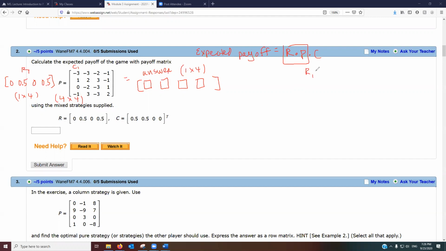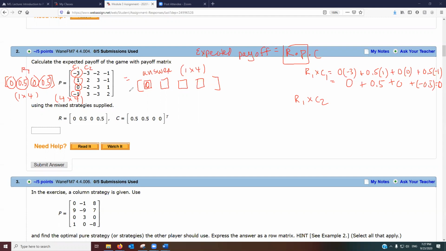All right, I'll do it over here, row 1 times column 1. All right, well, I'm going to start off with 0 times -3 plus 0.5 times 1 plus 0 times 0 plus 0.5 times -1. All right, if I work this out, this is 0 plus 0.5 plus 0 plus -0.5. Well, that's a 0. So this entry is a 0. All right, let me do R1 times C2.